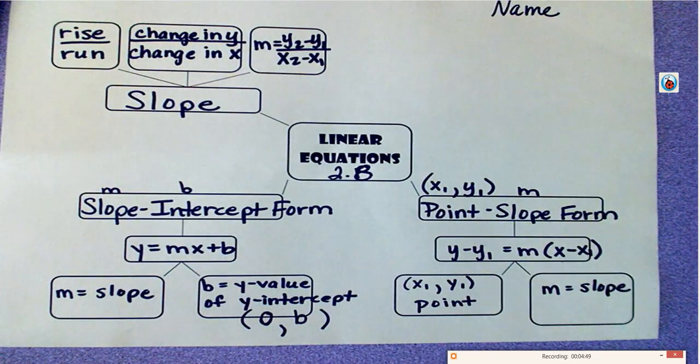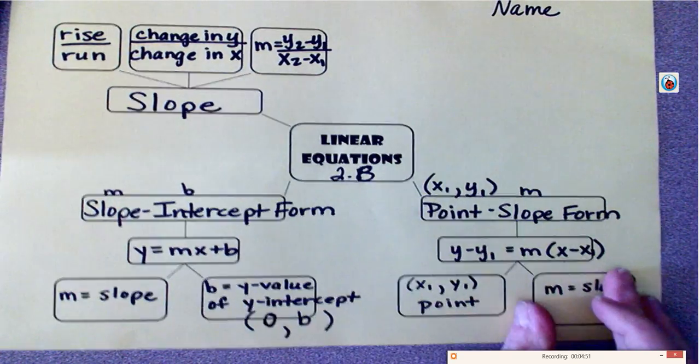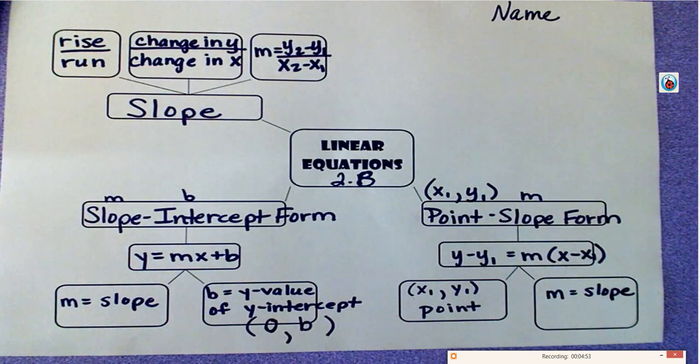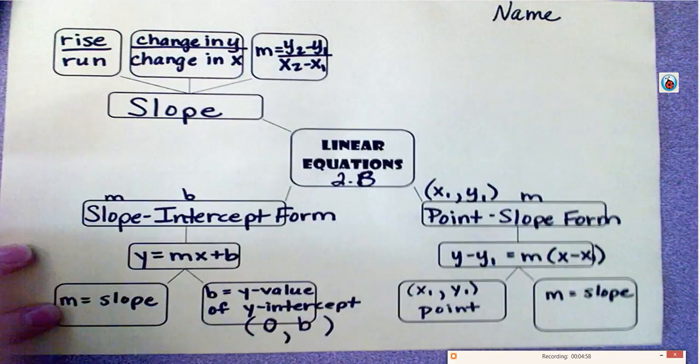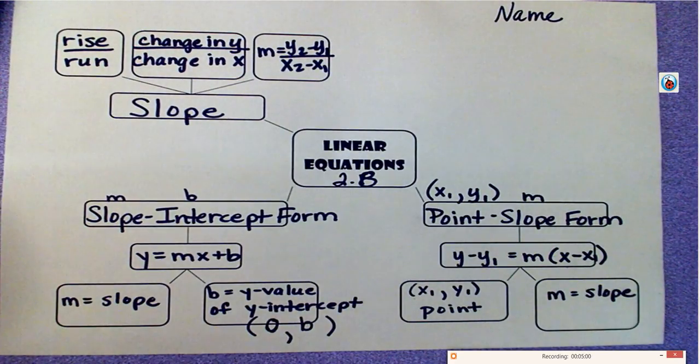Okay, and what we're going to do next is we're going to do an example problem where I give you 2 points. You have to use those 2 points to write the equation of the line, and you're going to use all of this information and pull it all together to do that.